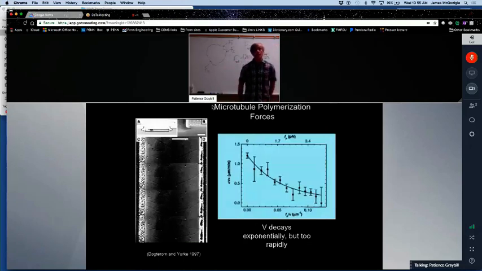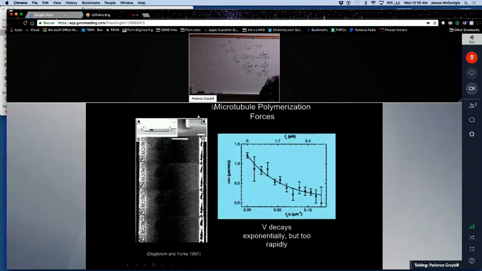But for microtubules, we can do better experiments. Microtubules are another kind of biopolymer. As we saw before, they're stiffer than actin filaments, and so you can have a relatively long and visible microtubule and still be able to measure its properties.